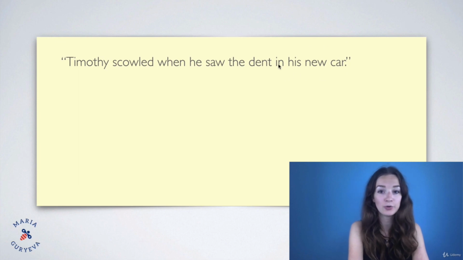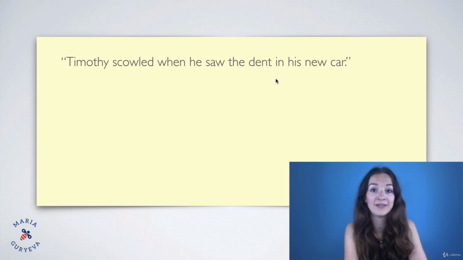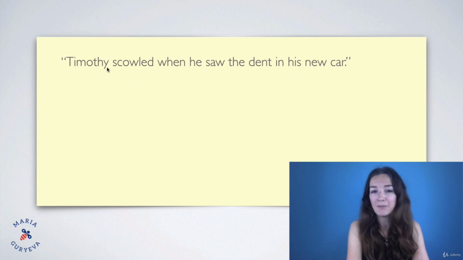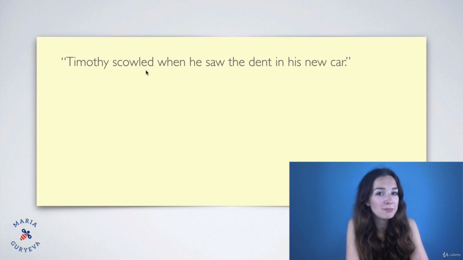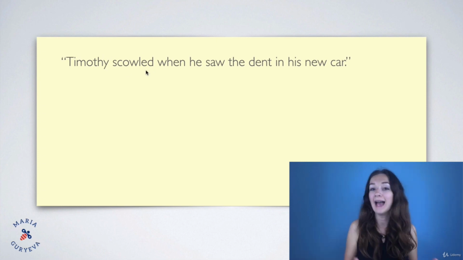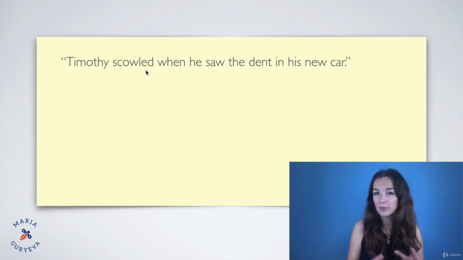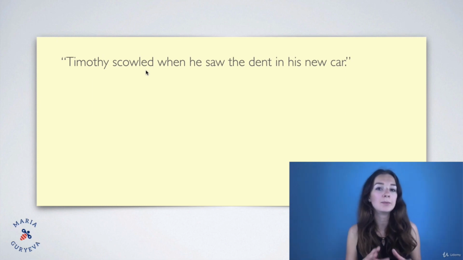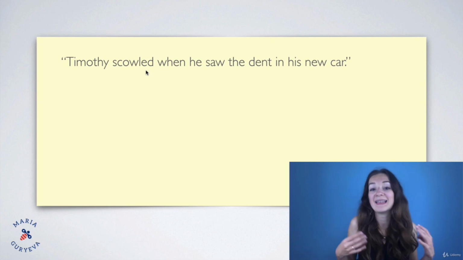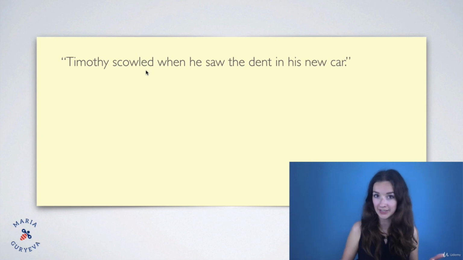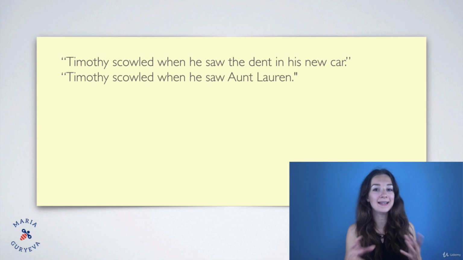We see that he has a new car and there's a dent. It's probably very disappointing. So we think maybe scold is an expression, maybe a facial expression that he had when he saw the dent in his new car, when he became disappointed. So we now think that, okay, scold is probably a facial expression or something that he did because he was upset, right?